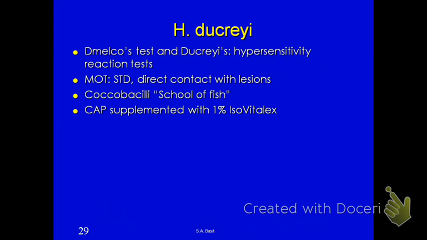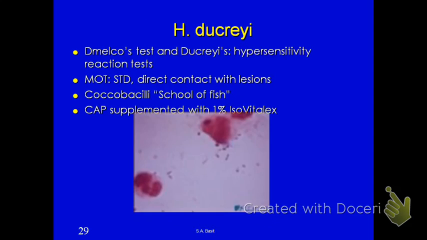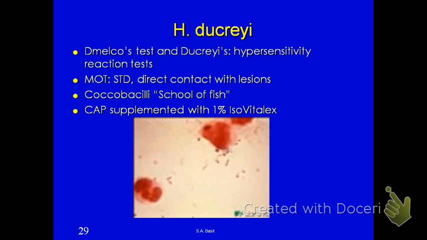Okay, the Melkos test would be a diagnostic test. So the mode of transmission is sexually transmitted. Direct contact with lesions would also be a possible route of transmission. School of fish, and this is how they describe it under the microscope. And the organism could be cultivated using chocolate agar plate supplemented with 1% isovitalex. Apparently, the school of fish here.